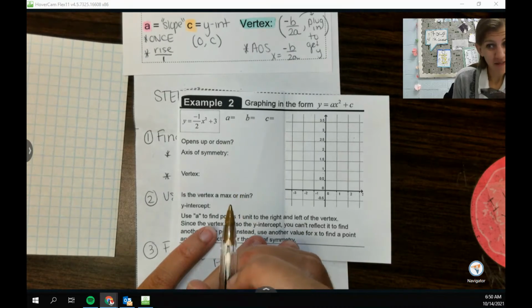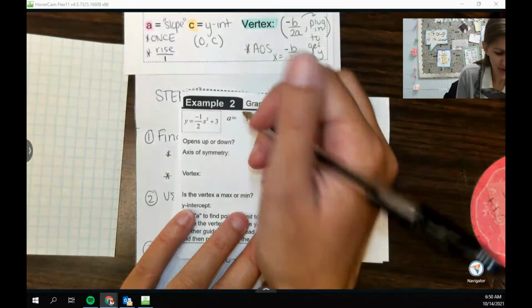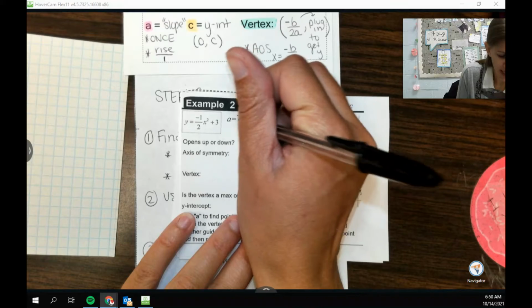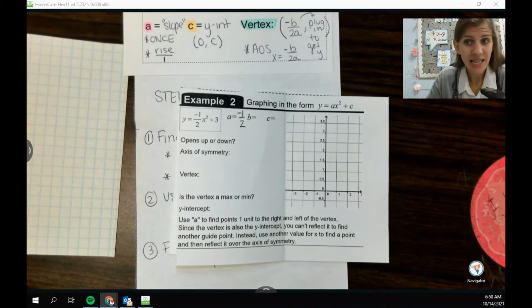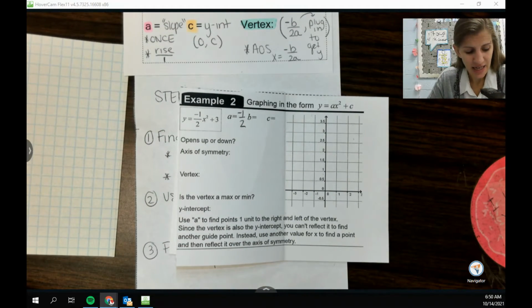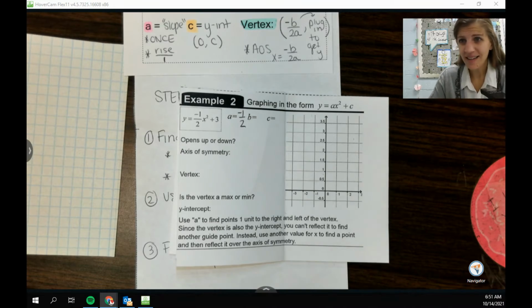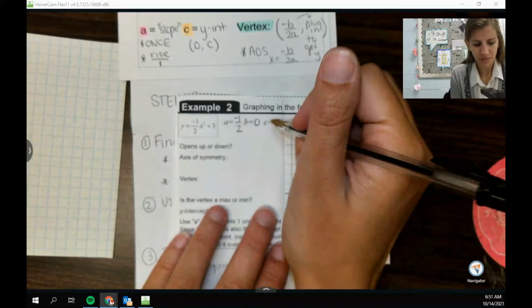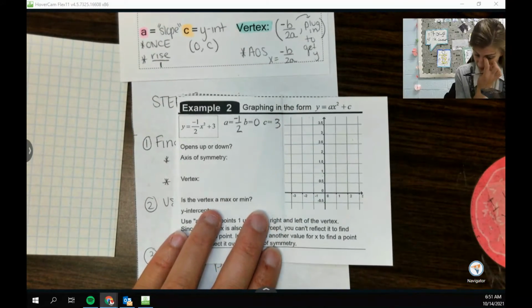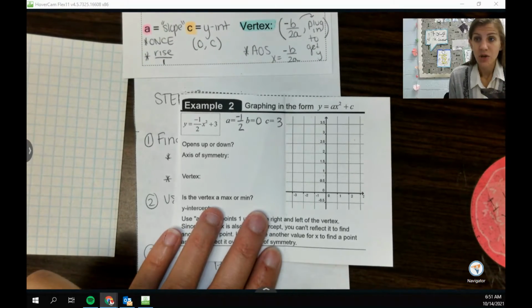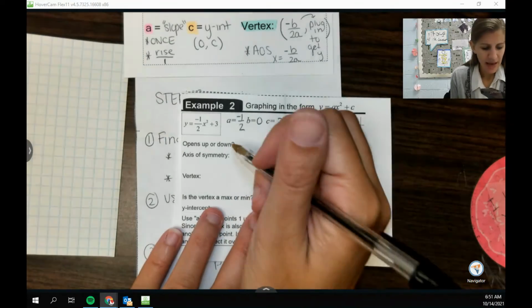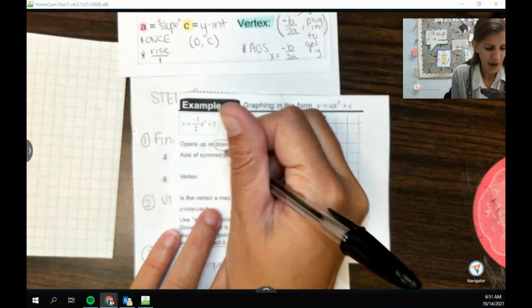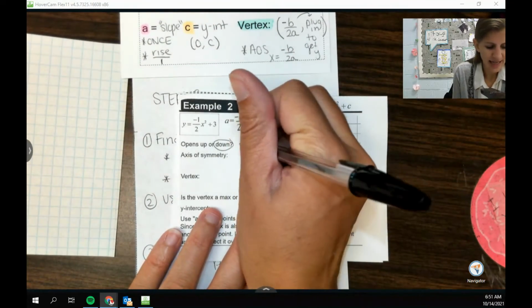Taking a look at this one, I think we're missing a letter. Next to x squared is always my a value, so like negative 1/2. Next to x is usually my b value, but there is no x. So that must have meant that b was 0. And then c is 3. So I can tell right now that my parabola is going to open down because a is negative.